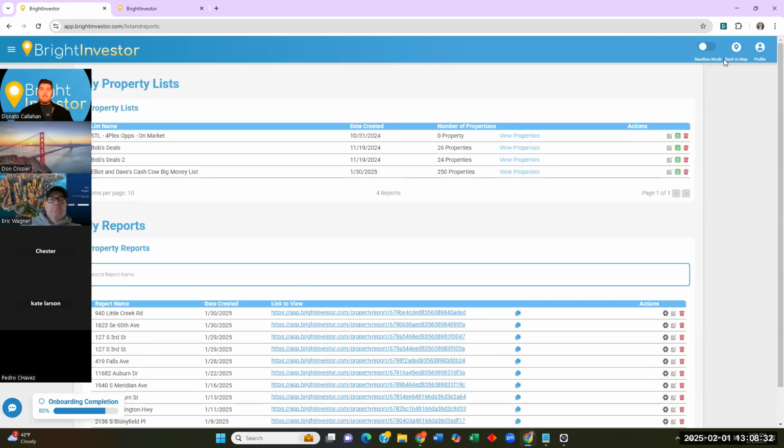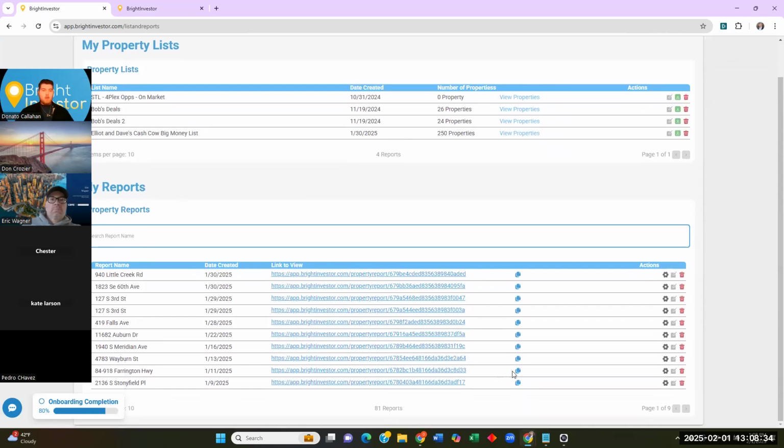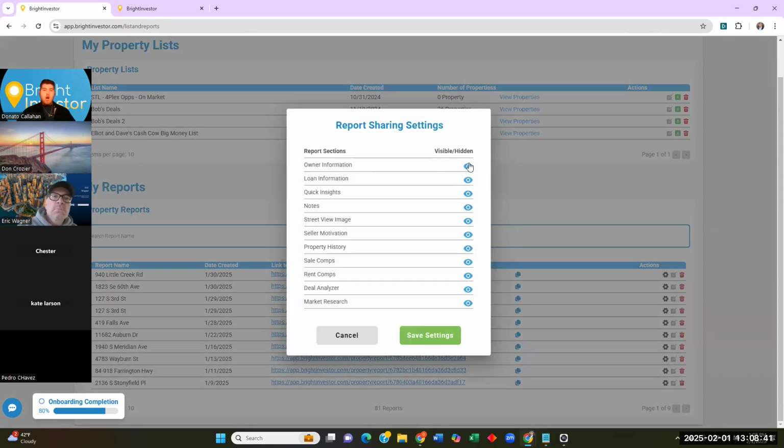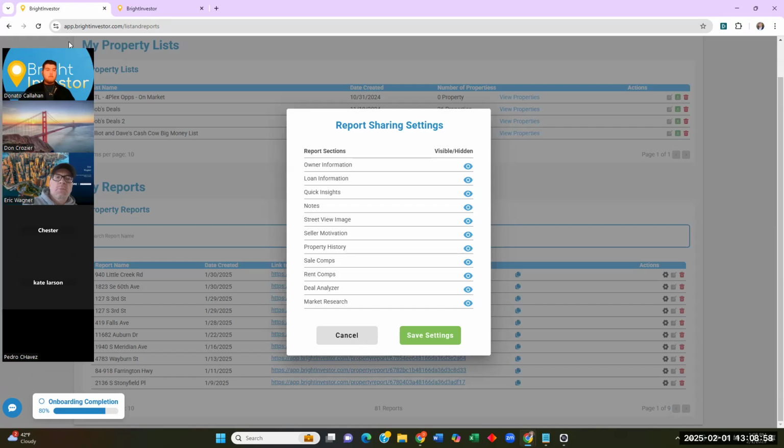Correct. So when you're in the listing report section and have all your reports right here, we have this little settings icon. When you click this settings icon, you can turn on or turn off any section of the report you don't want them to have. And all that does is basically blur it out and take it out. They can no longer see it. I see. So you can do that for whatever piece you want. Excellent.